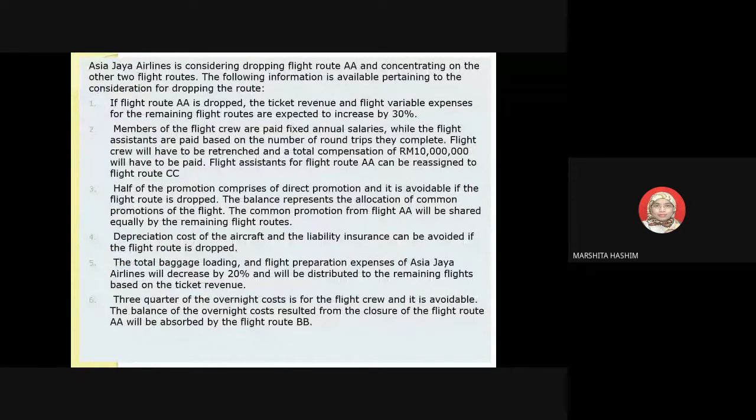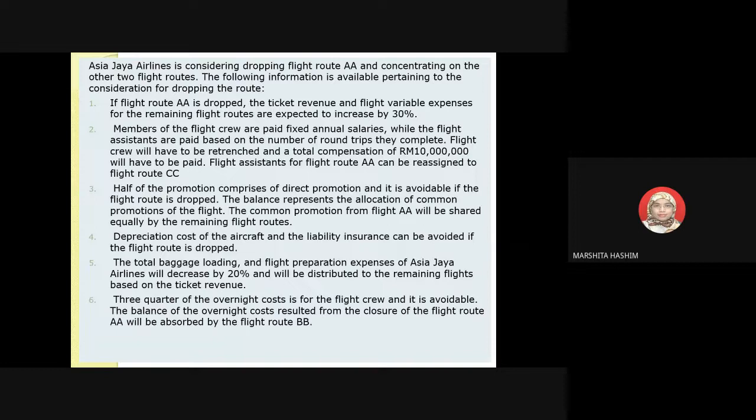Okay, then you must list down one by one. Notes that they give. Asia Jaya Airline is considering dropping flight route A and concentrating on the two flight routes. That means double B and double C. The following information is available pertaining to considerations for dropping the routes.